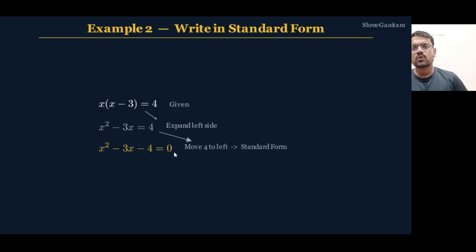Equals, sorry. So this is standard form. Now see here, all the things are in the left side, right? So it is standard form, and A is 1 here, B is minus 3, and C is minus 4 here. So let us see, A is 1, B is minus 3, and C is minus 4.